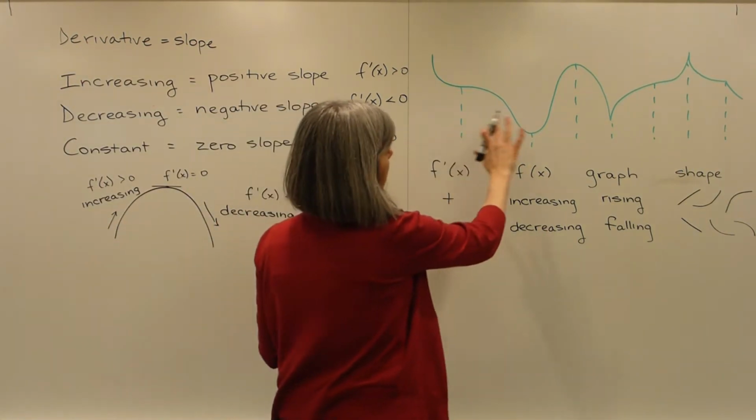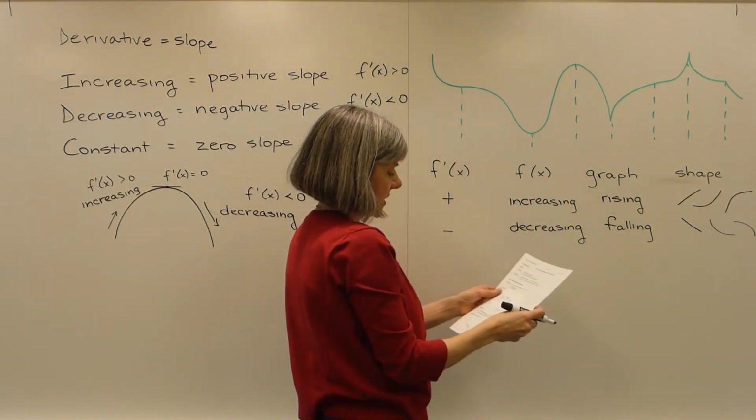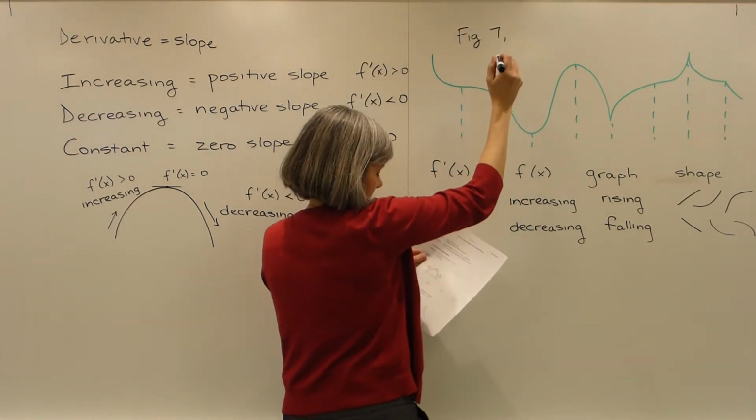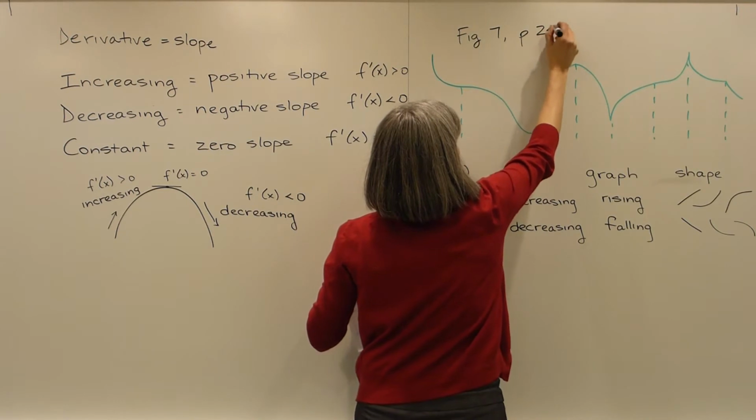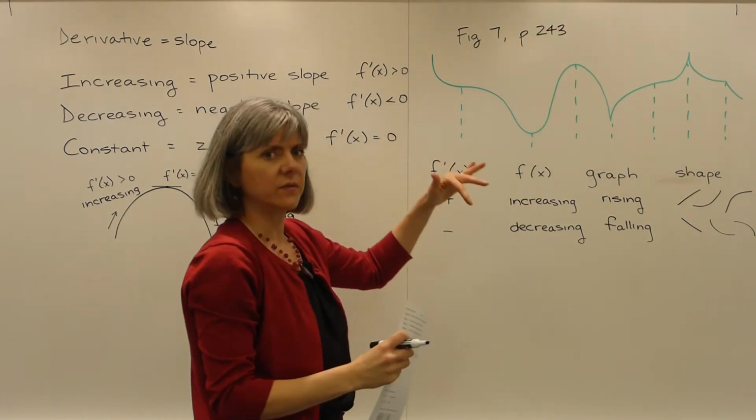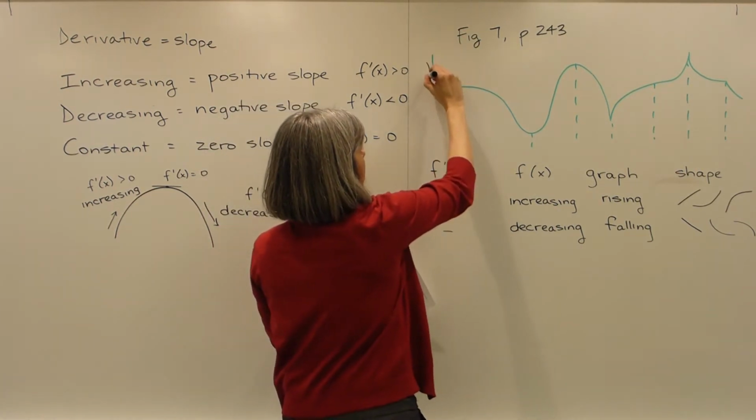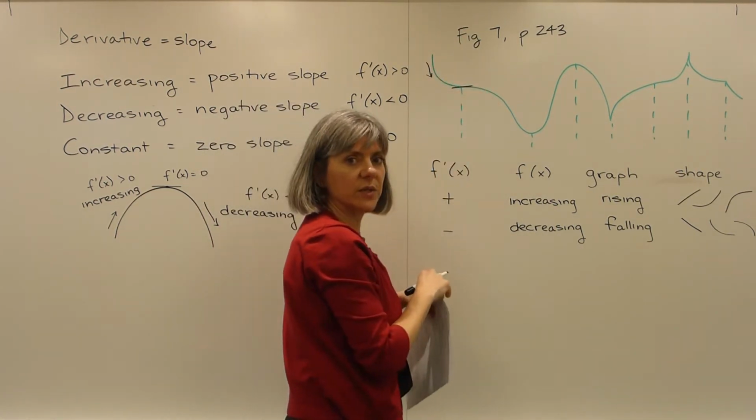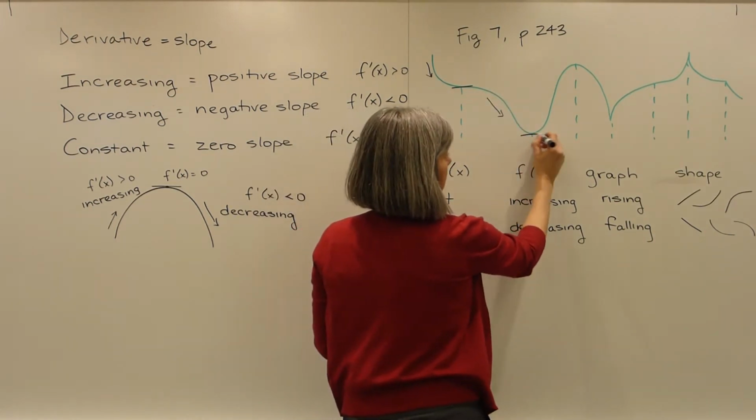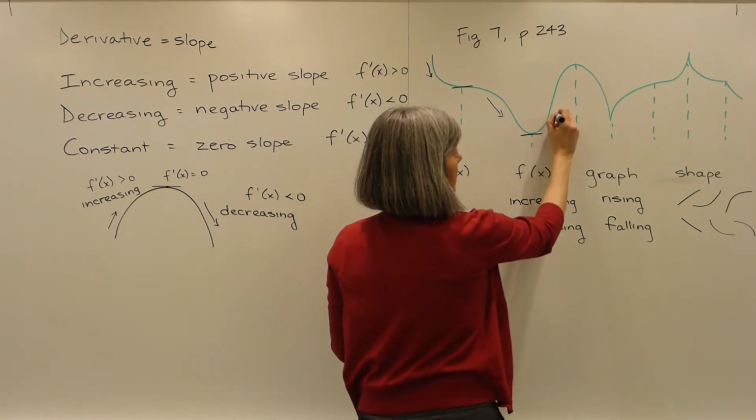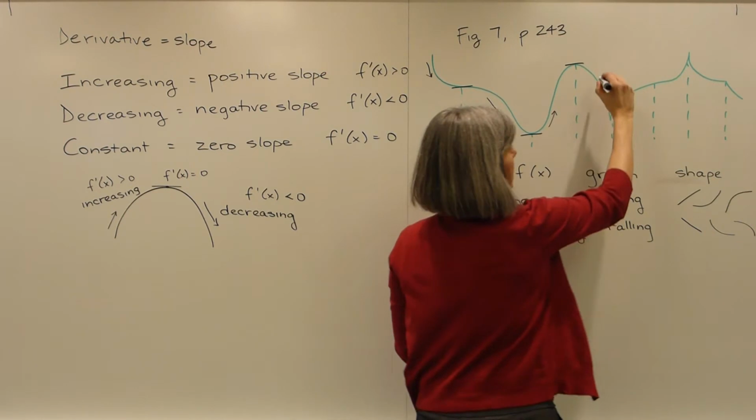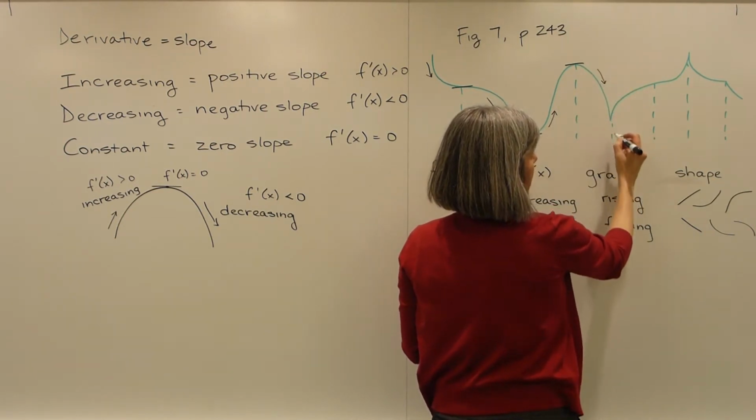So let's take a look at this one here. This is figure 7 on page 243. And so it just shows a lot of different ways that a function can be. So here it's decreasing, and then here the slope becomes 0. And then it starts decreasing again. It gets to the bottom, it's 0. It starts increasing. It gets to the top, it's 0. It starts decreasing. Here, it's actually infinite slope, right?